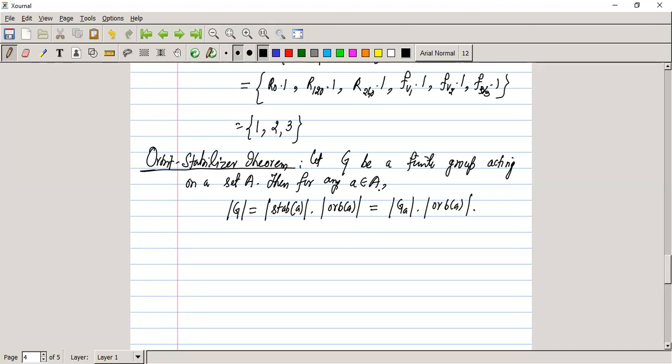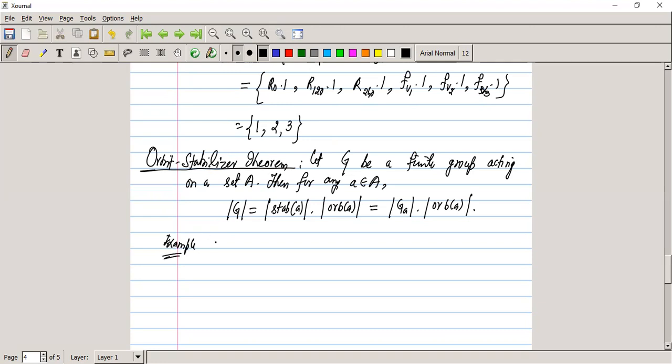So if we choose any point of A and then compute the orbit of a and the stabilizer of a, then the product of the orders of these two sets for every fixed point of A actually gives the order of the group G. So this is the orbit stabilizer theorem. It is the use of orbit and the stabilizer for finding out the order of a given finite group G. Before going into the proof of this theorem, we shall look at the order of D3 by using the orbit stabilizer theorem. So let us take one example first, then we will go into the proof.